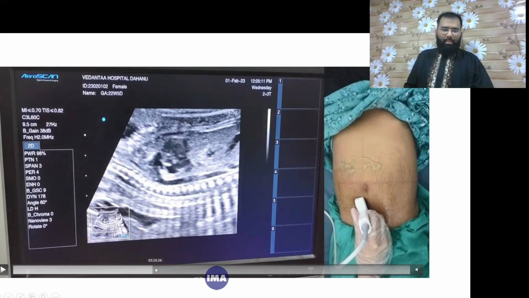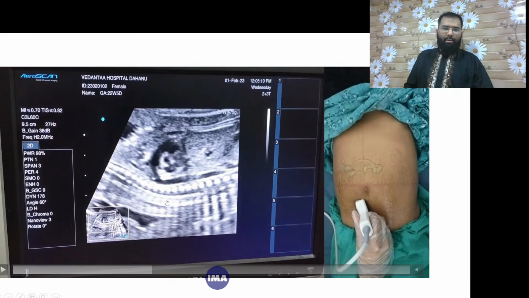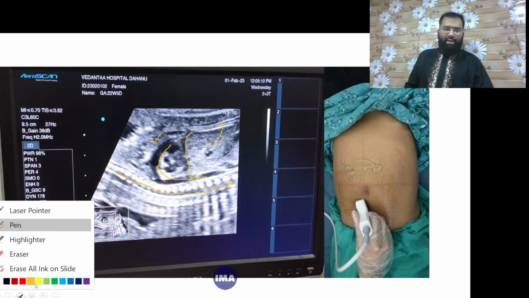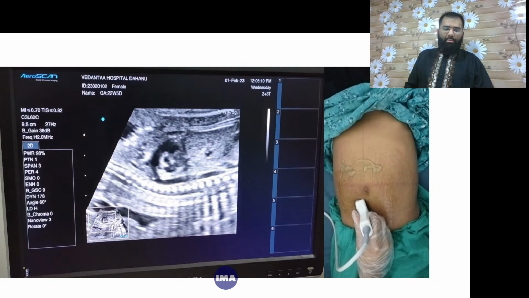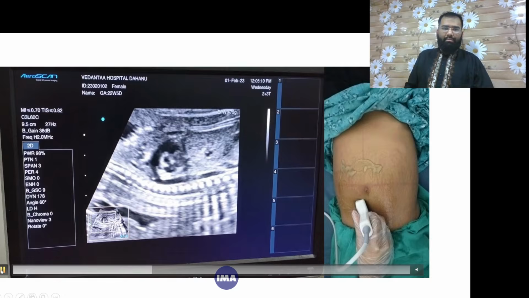Now, most importantly, this is the ductal arch. This is the spine of the fetus running along the posterior end, and this is the diaphragm which is separating thorax from the abdomen. This is the thoracic cavity, this is the abdominal cavity, and this is the ductal arch of the fetus. We are able to see the ductal arch. This can be confirmed by putting color inside it.